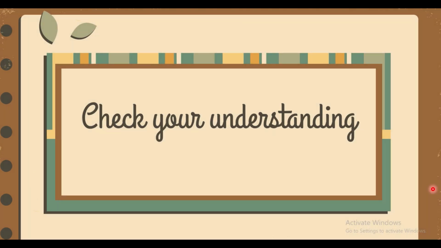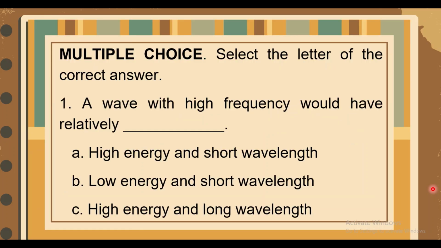Let us check your understanding. I'll be giving you 5 items multiple choice type of test. So select the letter of the correct answer. You may write your answers on your notebooks. Number 1. A wave with high frequency would have relatively blank. A. High energy and short wavelength. B. Low energy and short wavelength. C. High energy and long wavelength. Is it A, B, or C?